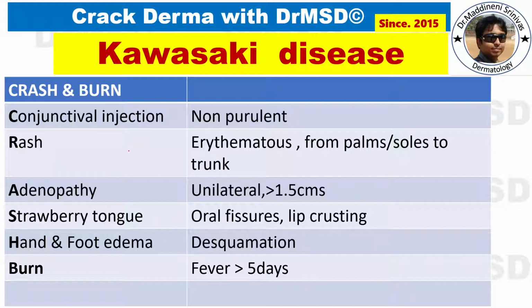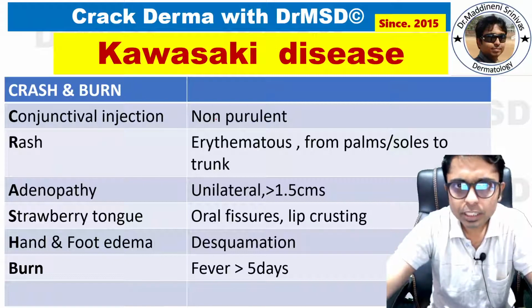So there are some very important mnemonics for Kawasaki disease. The first one is CRASH and burn. So basically C stands for conjunctival injection, that is conjunctivitis. R for rash, A for adenopathy, S for strawberry tongue, H for hand and foot edema and erythema.